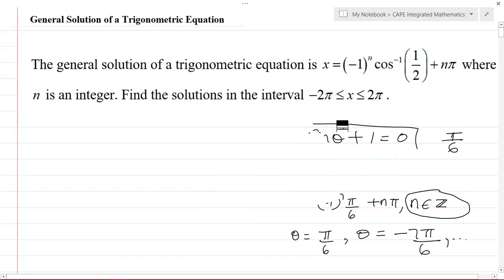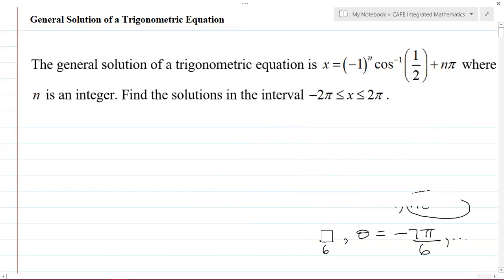Let me just erase all of this here because we're not gonna need it. Let's read the question now. It says that the general solution of a trigonometric equation is x equals -1 to the power of n times the cos inverse of a half plus n pi, where n is an integer. Find the solutions in the interval x greater than or equal to -2 pi, but less than or equal to 2 pi radians.